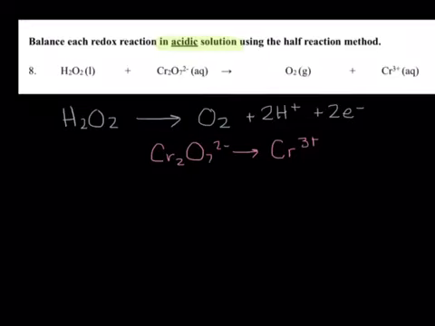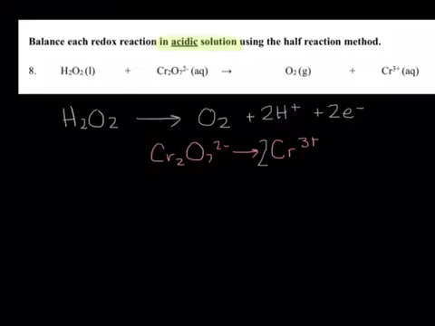So we have the dichromate ion floating around in solution, and that turns into a chromium 3 ion. Again, our first step is to balance out the non-oxygens, non-hydrogens. In this case, it's going to be the chromiums on the reactant side, which has 2 chromiums. On the product side, there's only 1, so we'll balance out the product side by adding a 2 in front of our chromium ion. The next step is to balance out our oxygens.